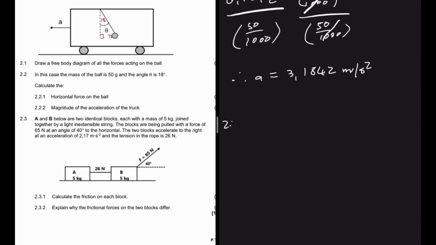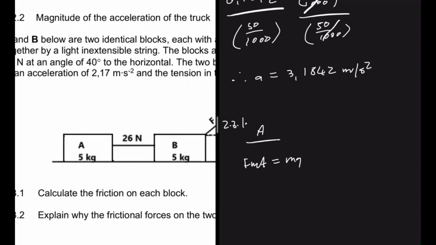2.3.1. Let's look at what the question says. Calculate the friction on each block. Let's start with block A. We don't have the coefficient of friction, so we cannot use Fr equals the coefficient multiplied by the normal force. That is not going to work because we don't have the coefficient. What we can do instead is say that F net equals ma. So now we put in our tension on block A.